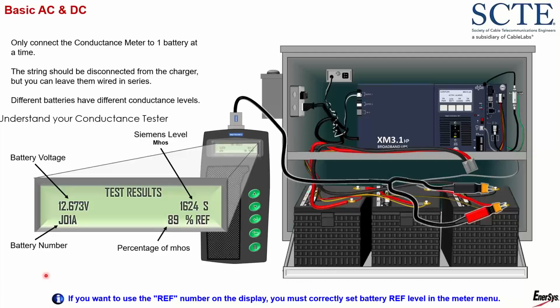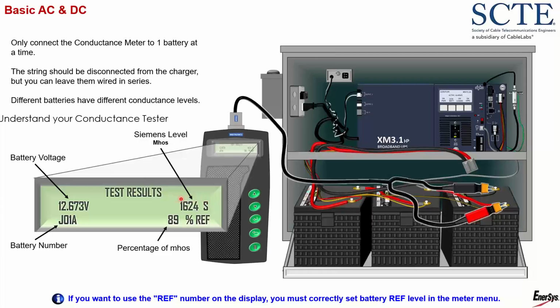Conductance meters. Conductance meters are used to test batteries. We'll talk a little bit more about batteries later, but voltage should be tested on your batteries, though voltage doesn't generally tell you if your batteries can carry a load. This device can. If you have one of these devices, I definitely recommend using it. It's a very good way to test the batteries.